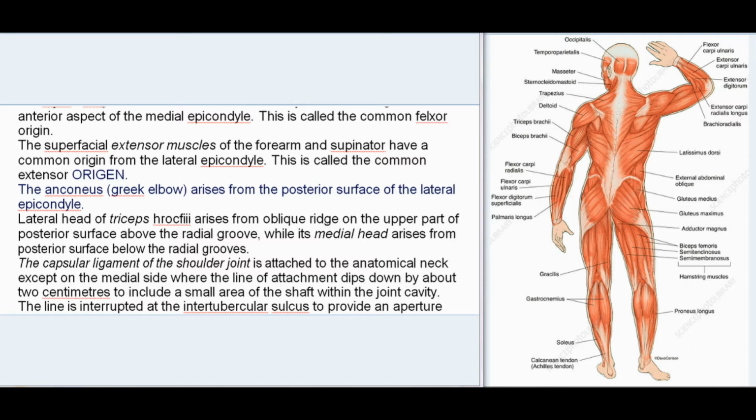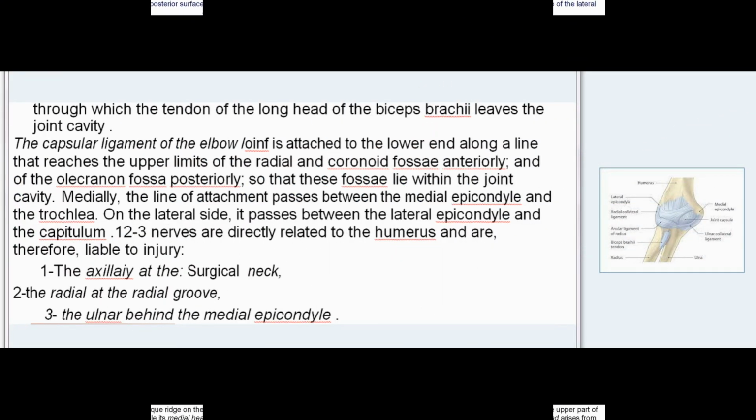The capsular ligament of the shoulder joint is attached to the anatomical neck except on the medial side, where the line of attachment dips down by about 2 cm to include a small area of the shaft within the joint cavity. The line is interrupted at the intertubercular sulcus to provide an aperture through which the tendon of the long head of the biceps brachii leaves the joint cavity.